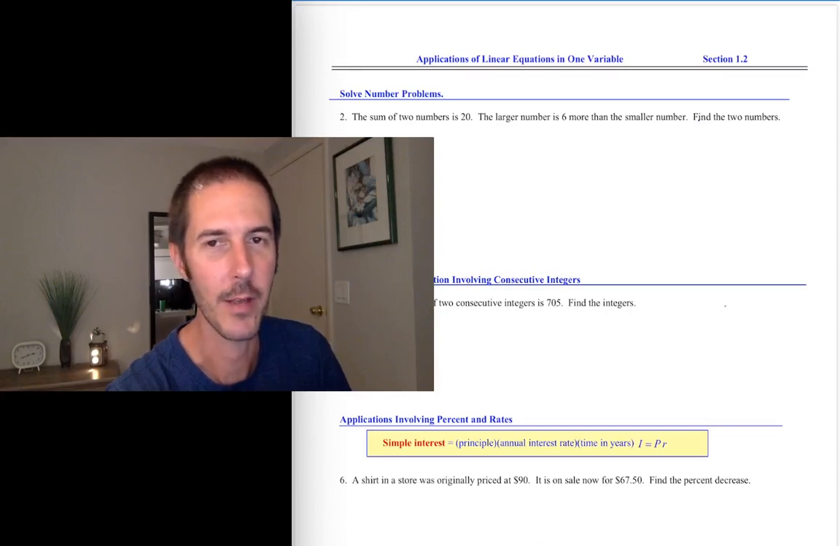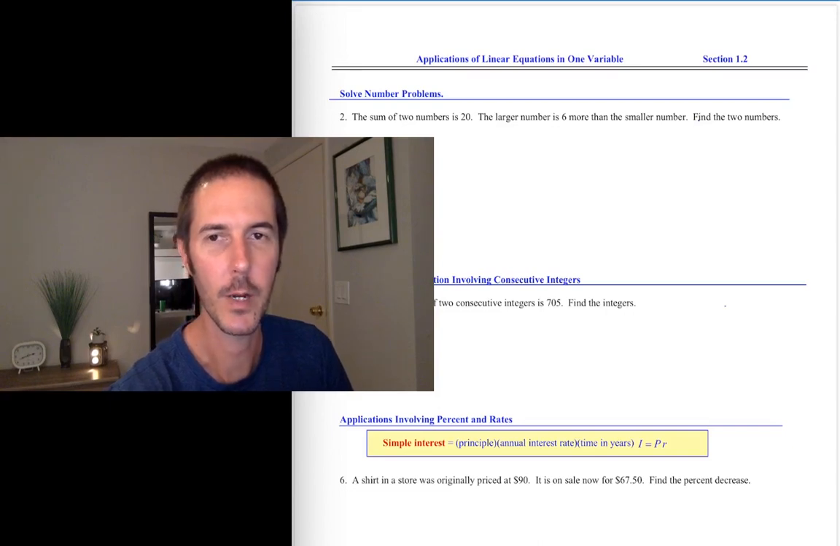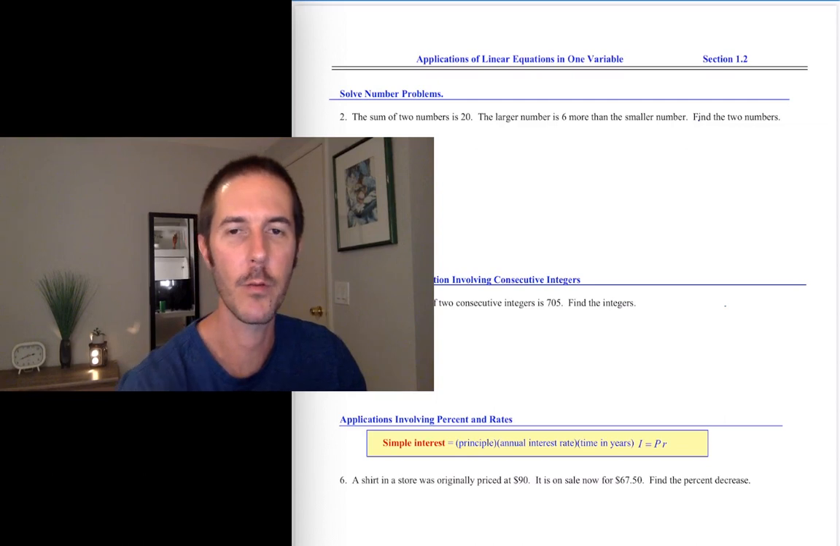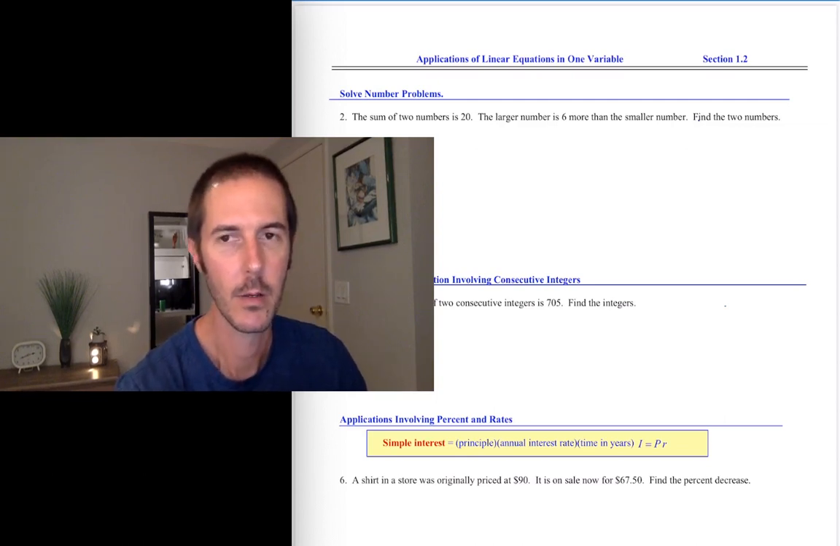Okay, as promised, I have not moved, and here we are in Chapter 1, Section 2, Intermediate Algebra. In this section, we're going to be looking at applications of linear equations in one variable. What does that mean? It's code for word problems. So I'm going to work through the solution process and talk about maybe some strategies for solving word problems using linear equations in one variable.